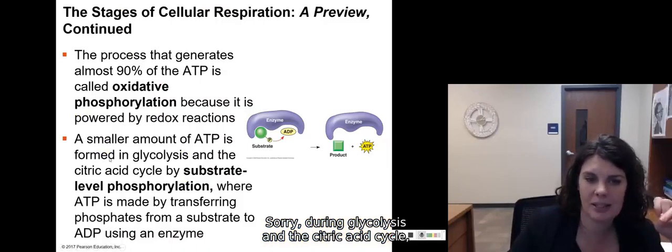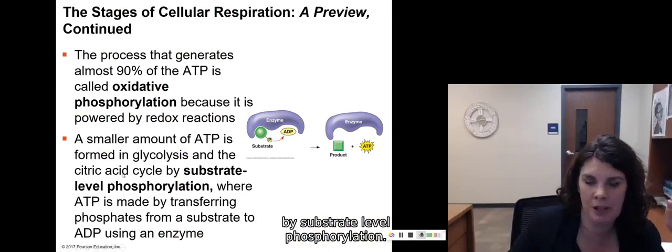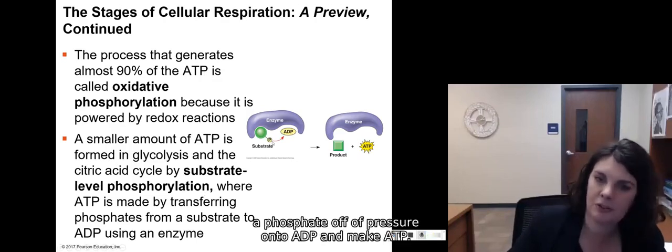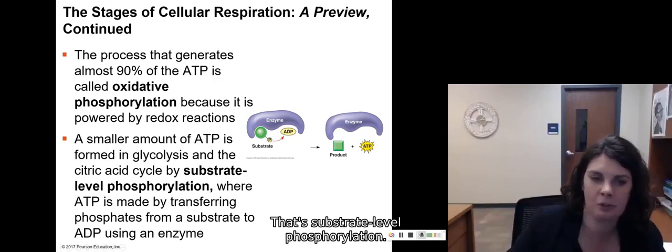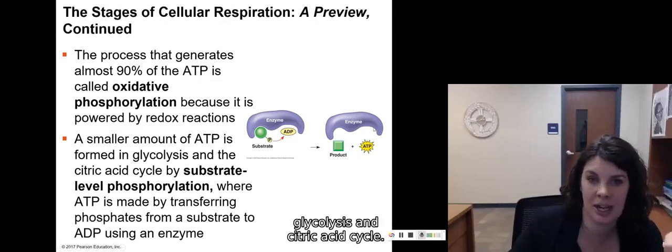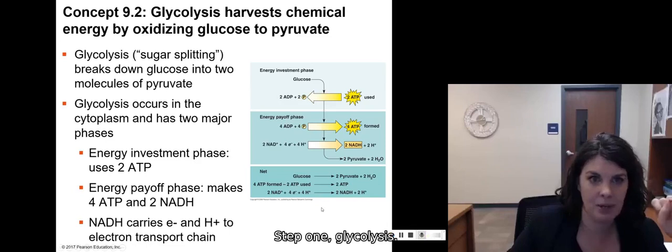During glycolysis and the citric acid cycle, that small amount of ATP we made was made by substrate level phosphorylation. So that means we had some substrate that we pulled a phosphate off of, put it onto ADP, and made ATP. That's substrate level phosphorylation. That's how we made the ATP in glycolysis and the citric acid cycle. So let's go through these steps.